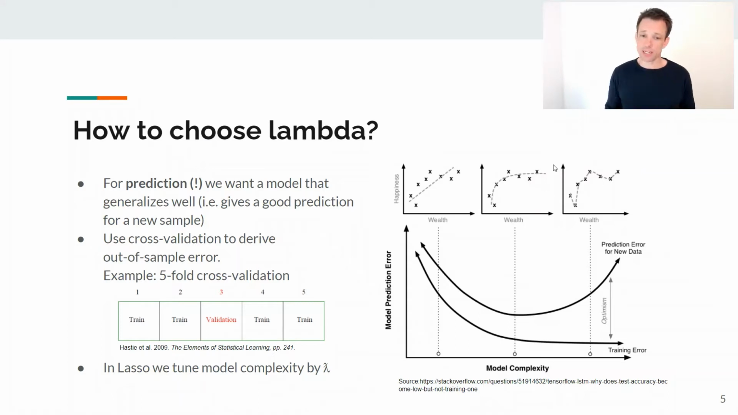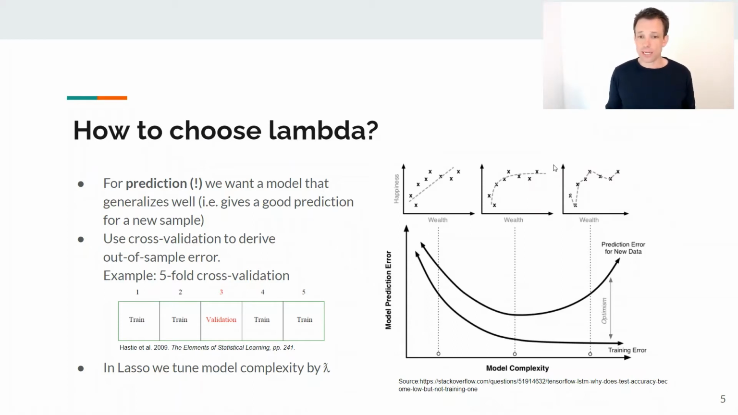And what is typically done is that you split your sample in 2 parts. One part, that's called the training set, you use for estimating your model, and the other part you do not use for estimation. You leave that out and you use that to evaluate the out-of-sample prediction error. So the prediction error for an unseen new sample not used during estimation.